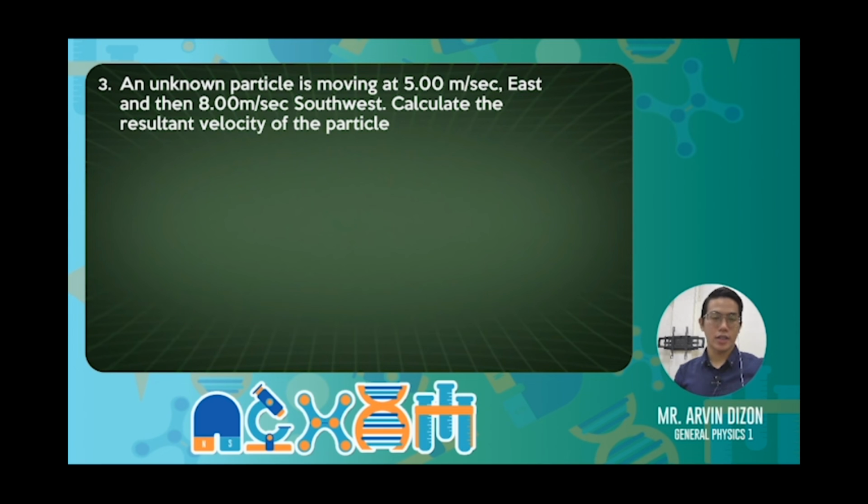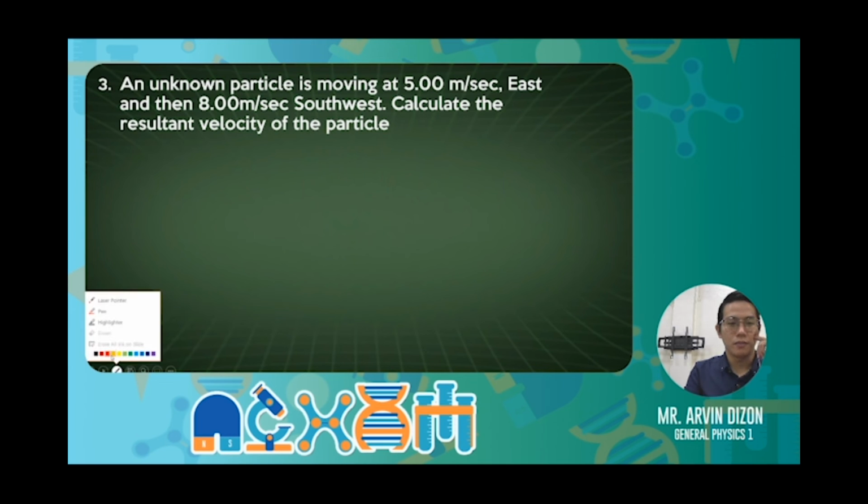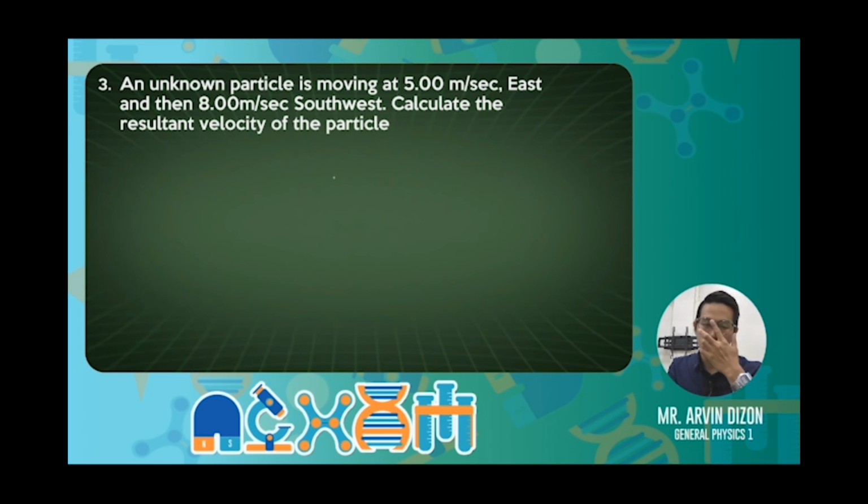So for our last example, we'll have this. An unknown particle is moving at 5 meters per second east, and then 8 meters per second southwest. Calculate the resultant velocity of the particle. So basically, we have to find out its resultant vector. So let's illustrate that first. We have here a particle, and it's moving east. So this is the illustration for that.